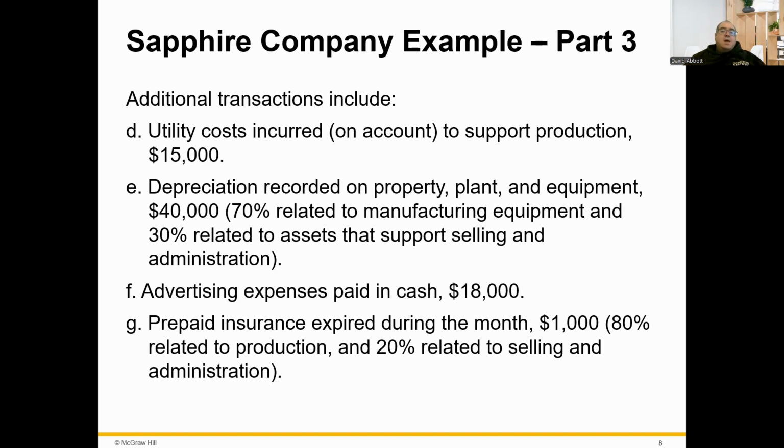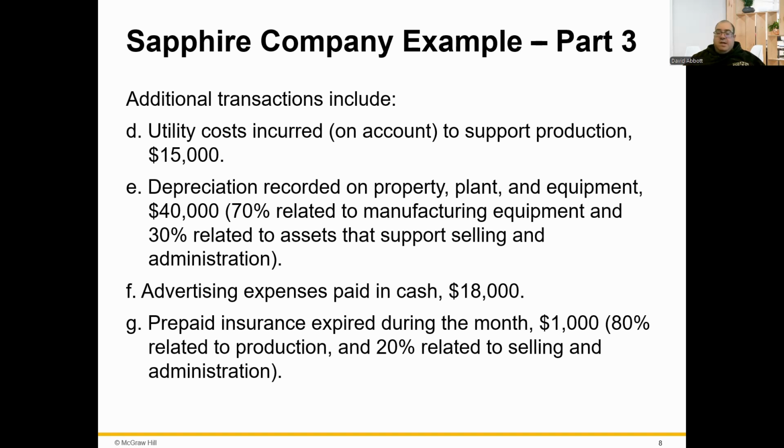They had depreciation recorded on plant, property, and equipment of 40,000. Of that, 70% was related to manufacturing equipment directly, and then 30% of that was related to assets that supported selling and administration. So only really 70% of that is what we're interested in right now for figuring out our overhead.